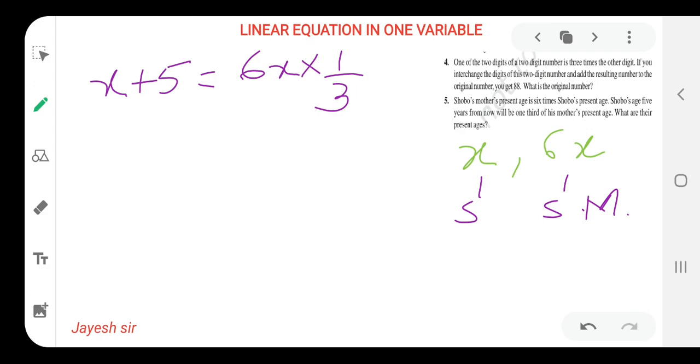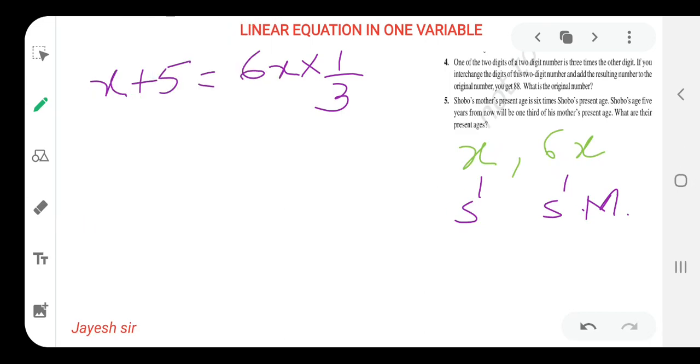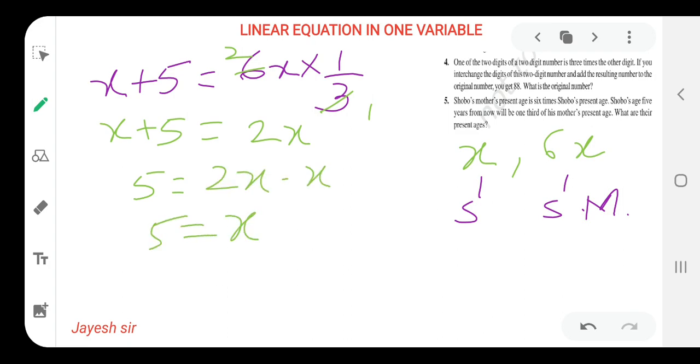Afterwards we just have to solve the equation and we'll get our answer. For the right hand side, the left is x plus 5 as it is, and on the right 6 into one third, so we cancel it, 3 ones are 3 and 3 twos are 6. That means 2x. As per the transposition rule, x terms will go to one side. 5 as it is, 2x minus x, so the value of x is 5. Subho's age was x, so Subho's age is 5 years.